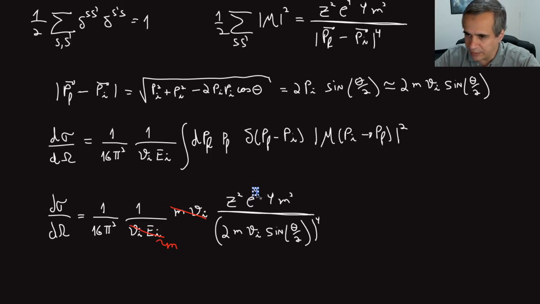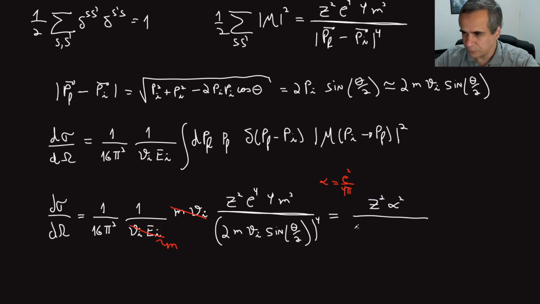And I write in here, I use my definition for alpha, right? Alpha is e squared over 4 pi, so I can take this e to the fourth and turn it into alpha squared, just absorb the proper powers of pi and 2 from here, right? So this becomes z squared alpha squared over 4. Again, some powers of 2 went in here, right?